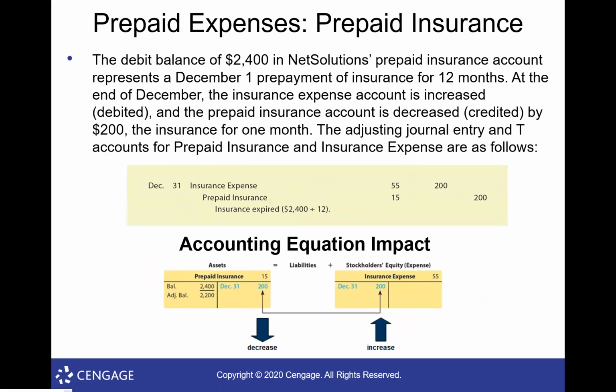Here's one with prepaid insurance. The debit balance of $2,400 in NetSolutions' prepaid insurance account represents a December 1st prepayment for 12 months. So if it's $2,400 and that's 12 months worth, then how much is it monthly? 200, good. So you just took 2,400 divided by 12, that gave you 200 per month. At the end of December, the insurance expense account is increased. The prepaid insurance account is decreased by 200. So we're gonna debit insurance expense to show that we've incurred the cost of insurance for a month, and credit the prepaid insurance account to show that that asset is now $200 less because we've used it up, okay?